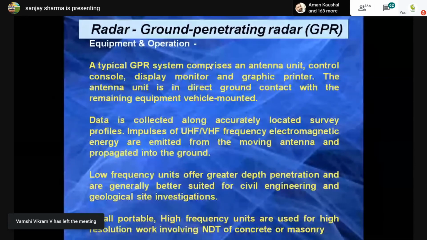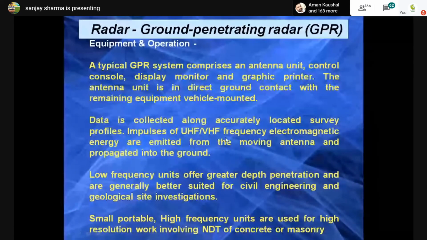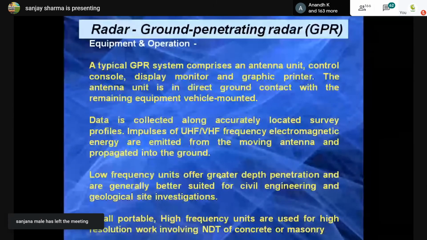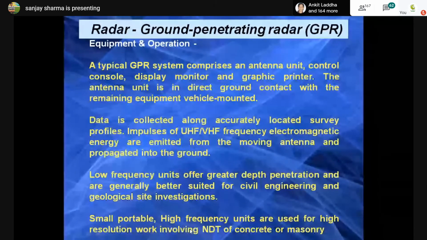Basically it consists of an antenna unit, control console, display, and monitor, and data is collected by rolling on the surface, moving the antenna. Low frequency units offer greater depth penetration and are better suited for civil engineers, so we can use them for geological investigations, whereas high frequency units are used for high resolution while working for concrete.